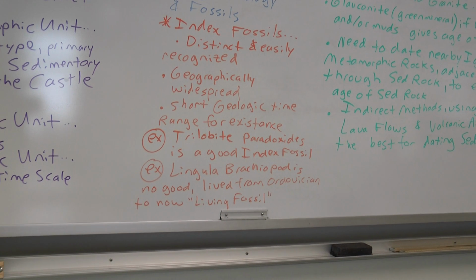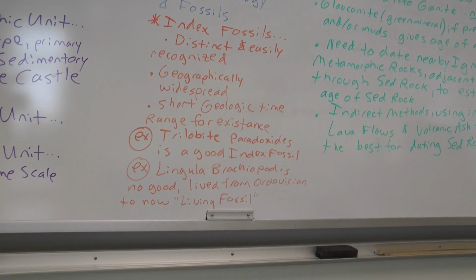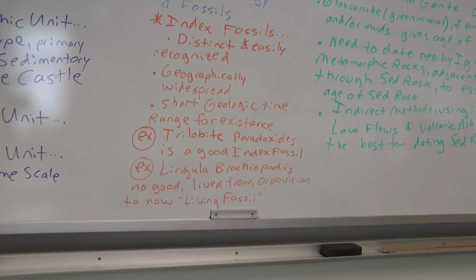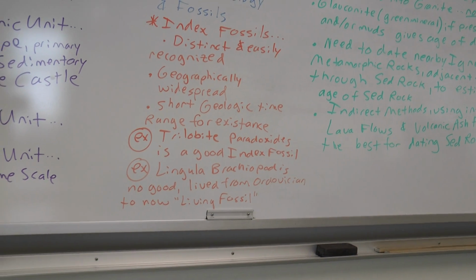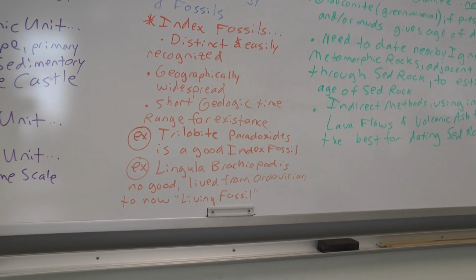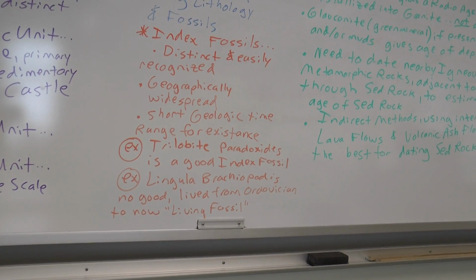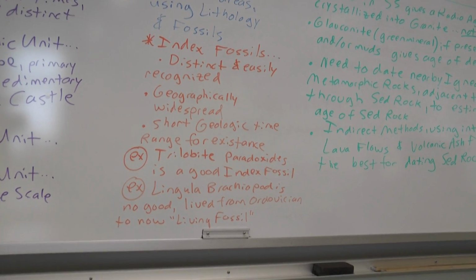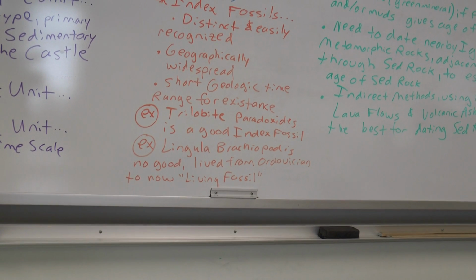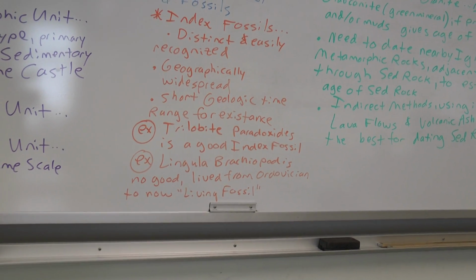But there were all kinds of different species that came and went. Some stuck around for longer periods, some for shorter periods. This particular trilobite, which doesn't look like any other trilobites, was not on the planet for that long, so it's a great index fossil. Now, an example of a bad index fossil would be a brachiopod.